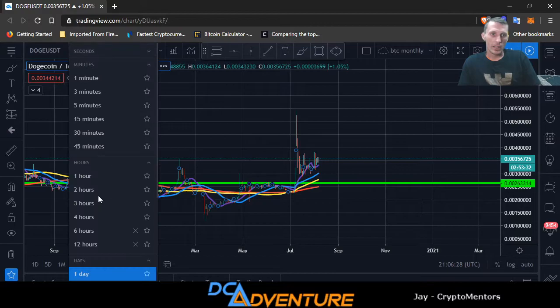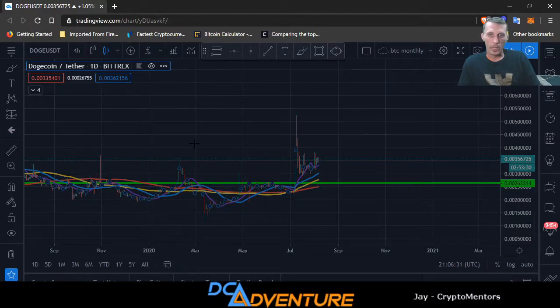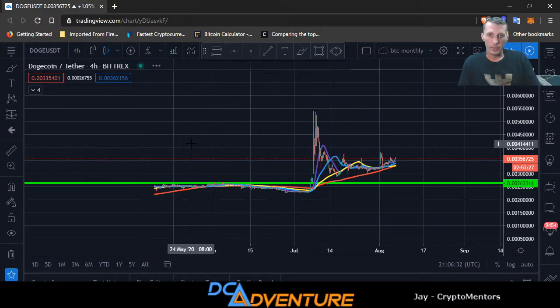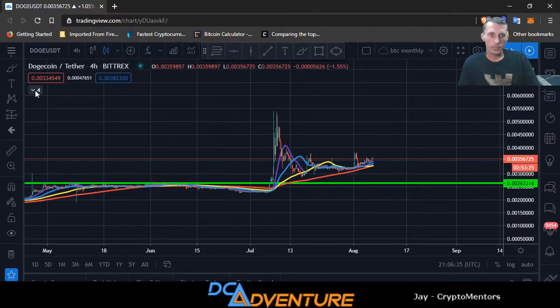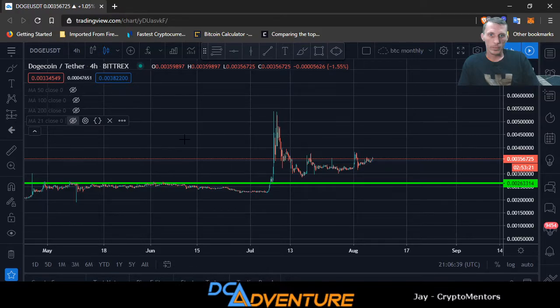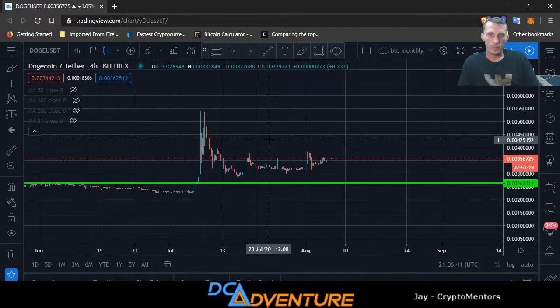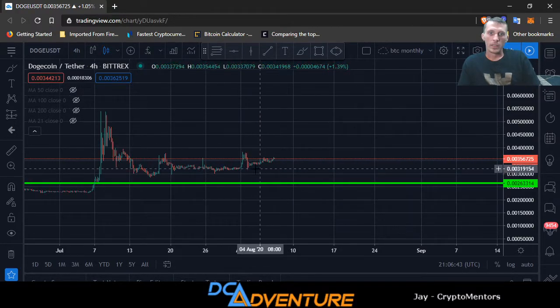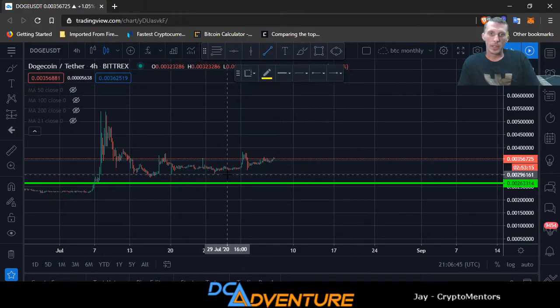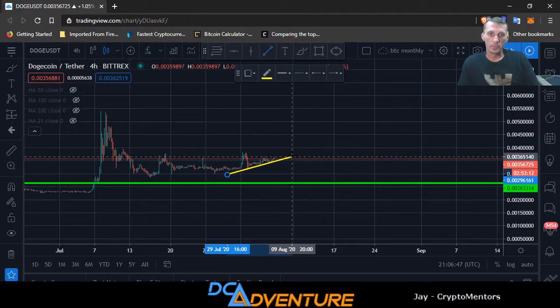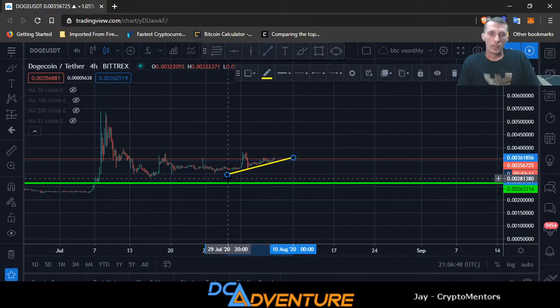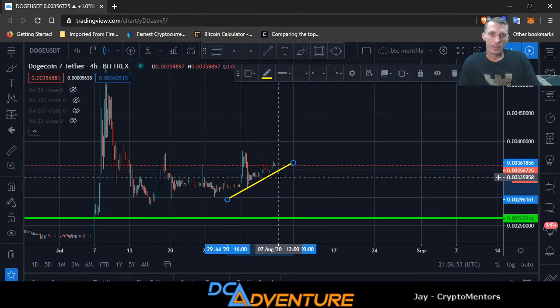Let's check Doge out on a smaller time frame. Let's go into a 4-hour chart. Yep, it is. You got the trend line coming up here. You draw you a nice trend. Now each time this comes down and tests that trend line, you could possibly long here and put your stop loss below it.